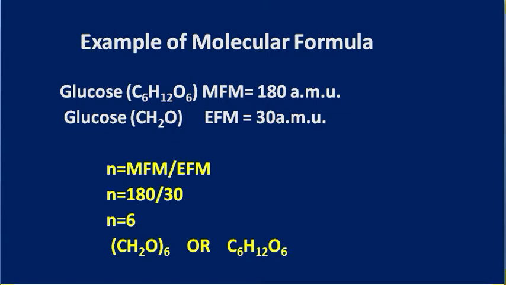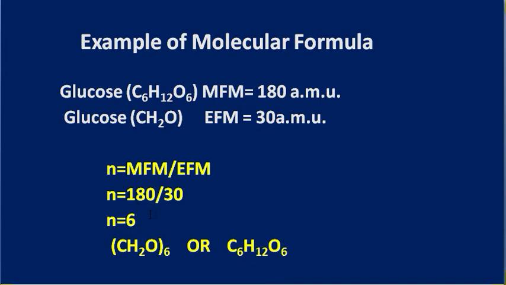Same here, if we see the empirical formula of glucose, 1 carbon means 12, 2 hydrogen means 2, and 1 oxygen means 16. So when we add, we will get 30. So we divide 180 by 30. As per our formula, N is equal to molecular formula mass upon empirical formula mass. So 180 upon 30. So we will get 6.